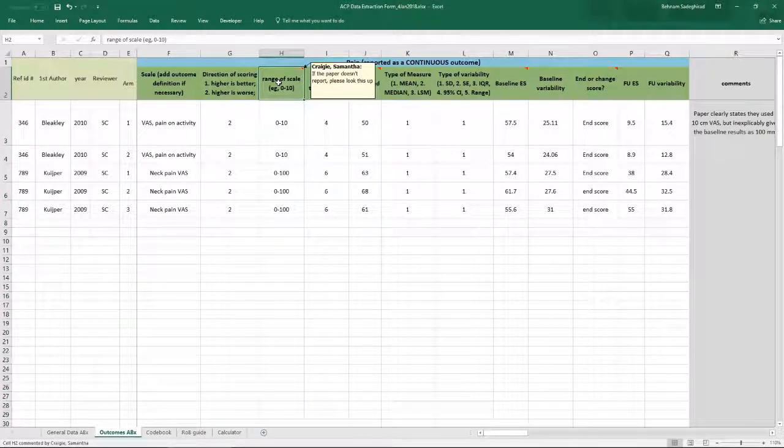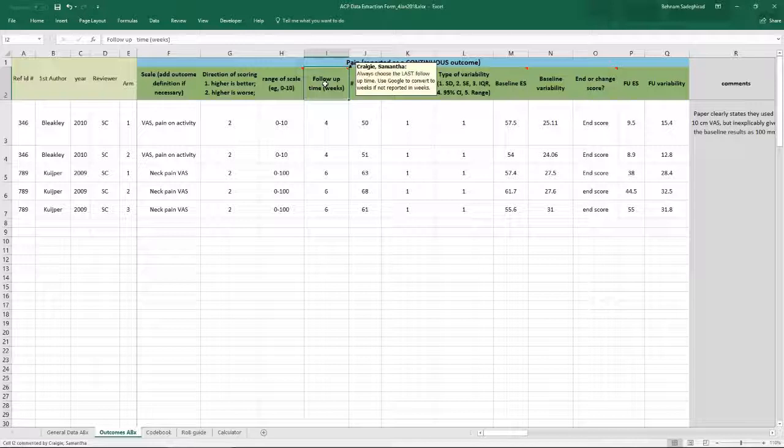Sometimes this information is very easy to find or told in the paper, for example in the methods section or in the results tables. Other times you may have to Google the outcome measure to find out. Then we will ask you to report the follow-up time in weeks. If it is reported in a time frame other than weeks, use a Google converter to translate to weeks.